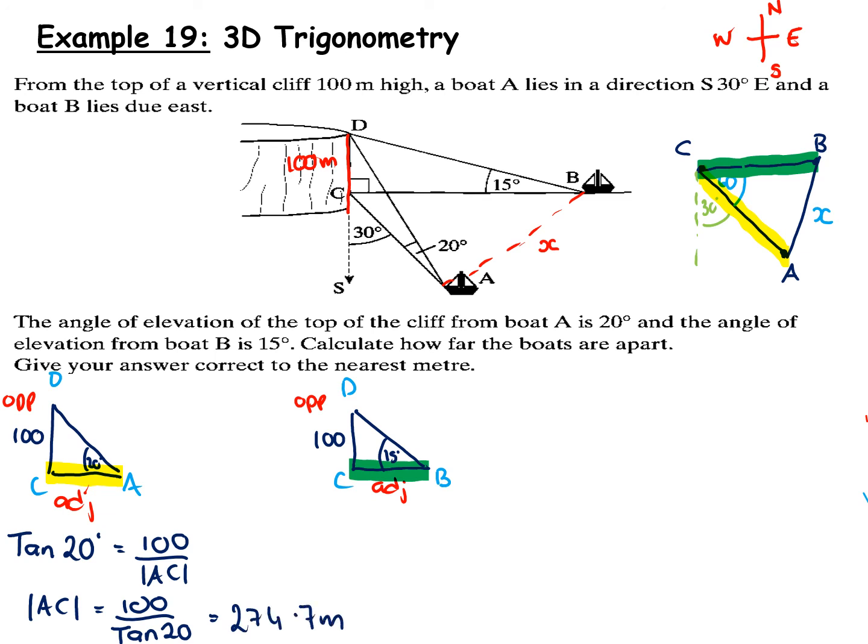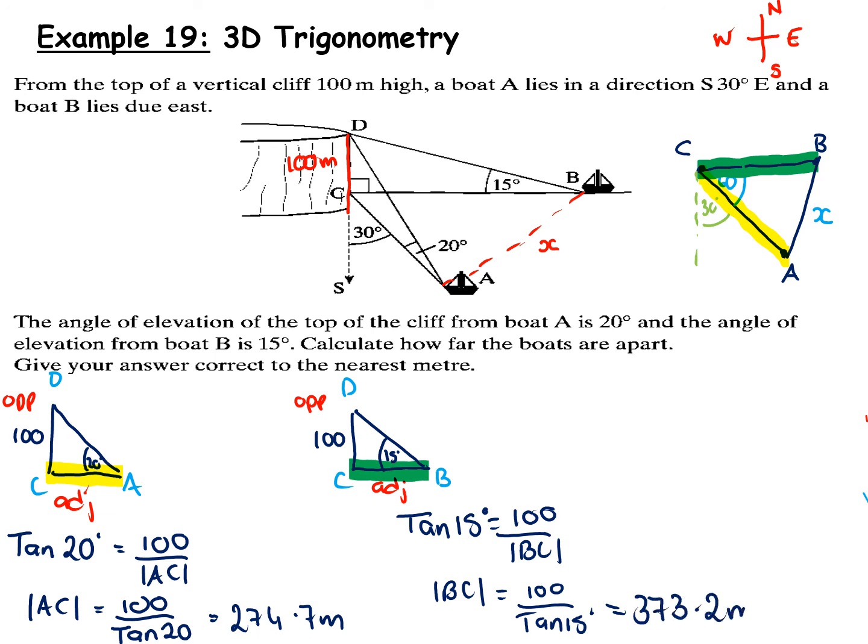274.7 meters. Working with this triangle here, tan of 15 degrees is 100 over BC. So BC is 100 divided by tan of 15. And when you put that into your calculator, 373.2 meters. So now we can go back to our initial triangle that we had, ABC, and use that.